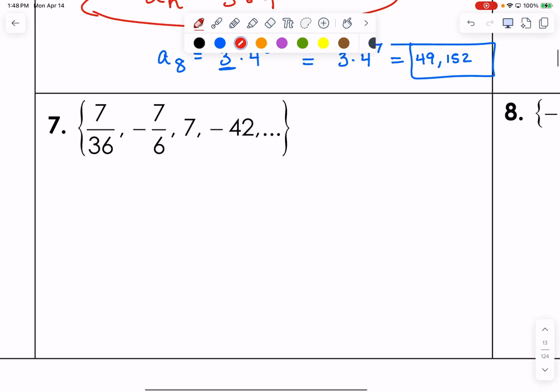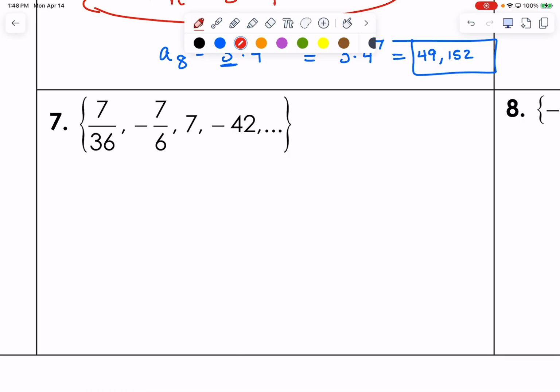Number 7. All right, next one. What's the common ratio? Everybody take your calculator out and take negative 7/6 divided by 7 over 36. And then math bracket, and then tell me, Callie, what is the common ratio? It is negative 6. And if you can't do negative 6, you don't know how to do it.